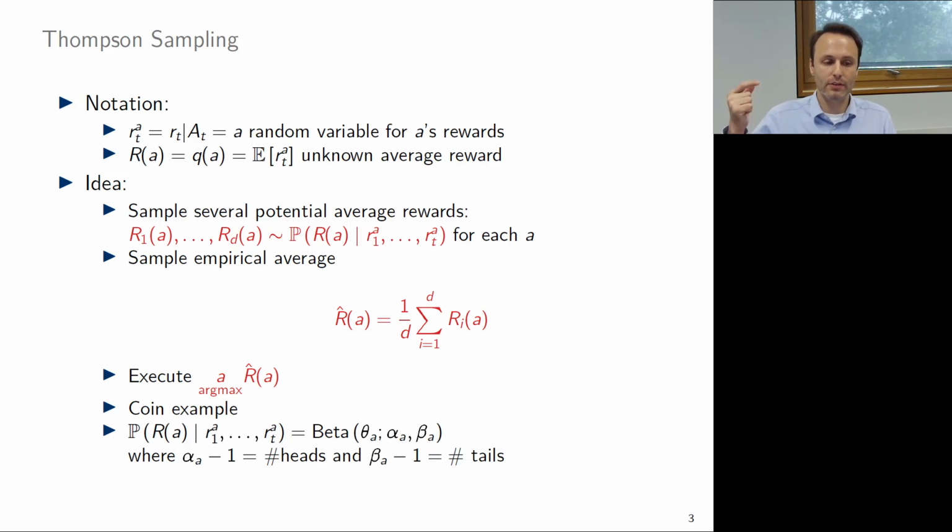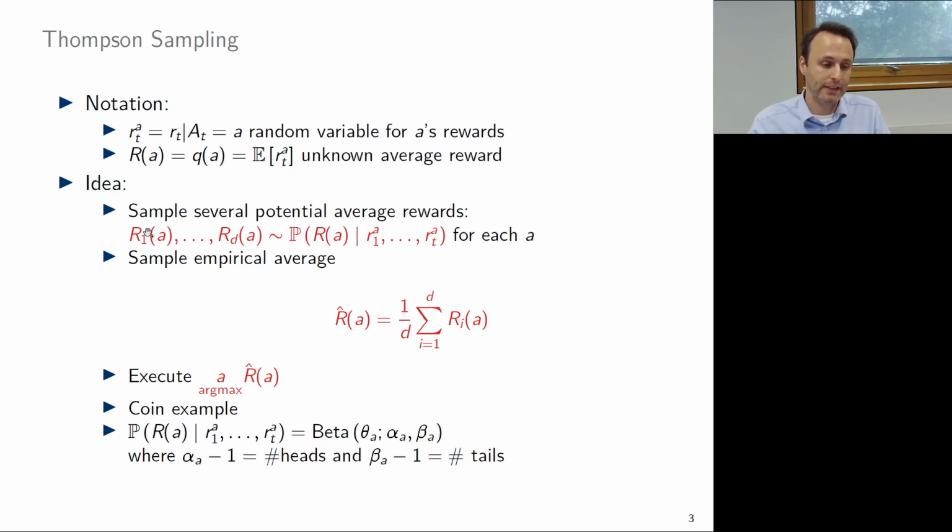Here we need to distinguish between the rewards that we get after each experiment. So that's the R for each arm A at time step T. And the average reward that is unknown, that we need to estimate, is the Q of A or the capital R of A. And the idea of Thompson sampling is to draw from a distribution samples of potential average rewards.